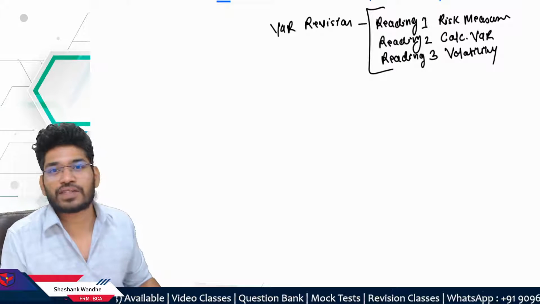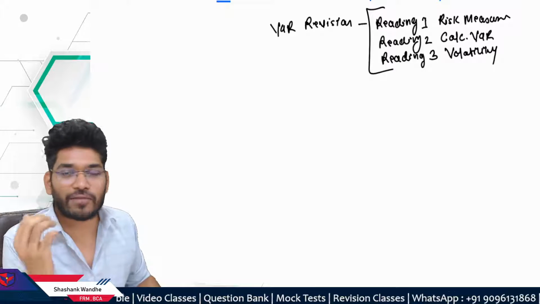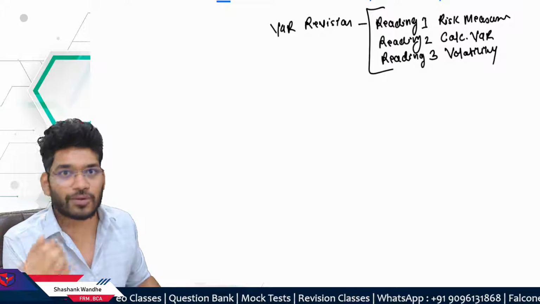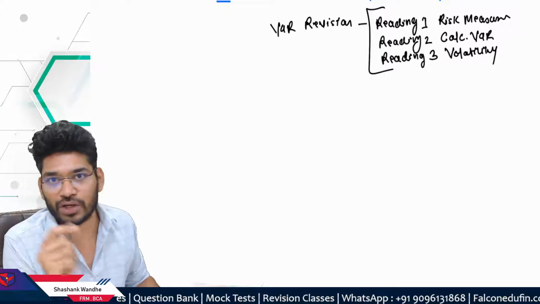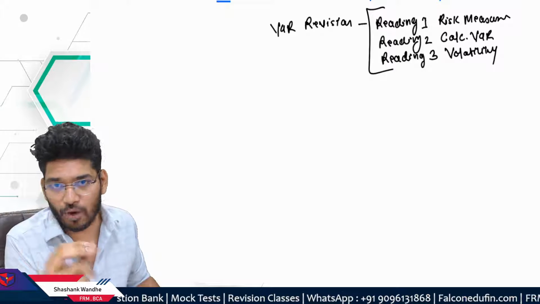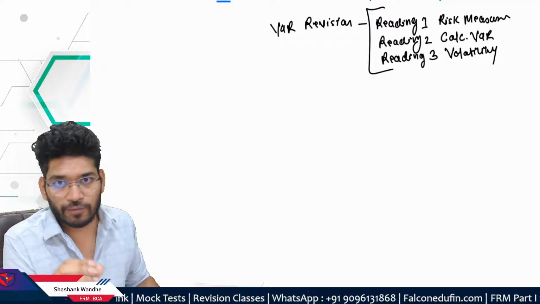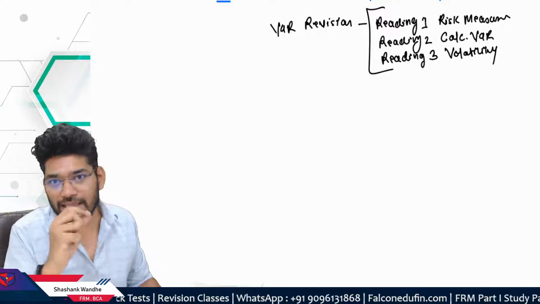Hi friends, in this session we will revise three most important readings of our curriculum, and these three readings are from book 4. Reading number 1 is measures of financial risks, reading number 2 is calculating and applying VaR, reading number 3 is measuring and monitoring volatility. We will discuss all three readings in one revision session.